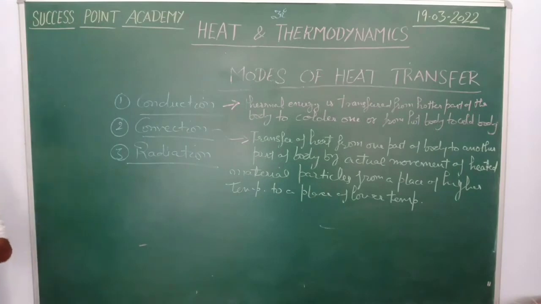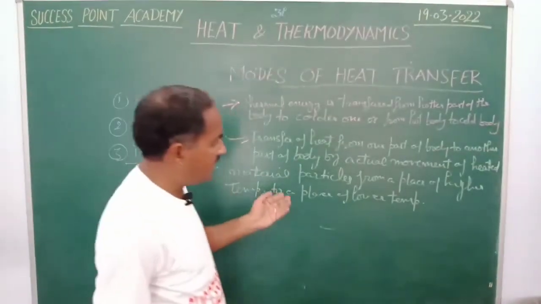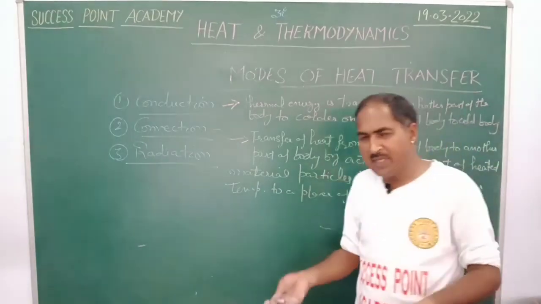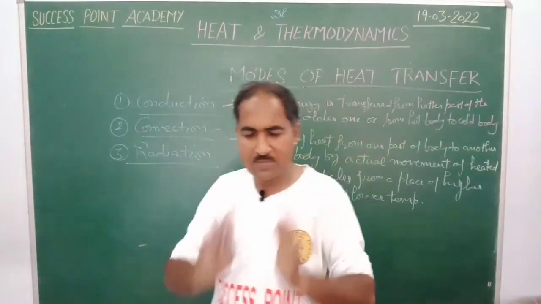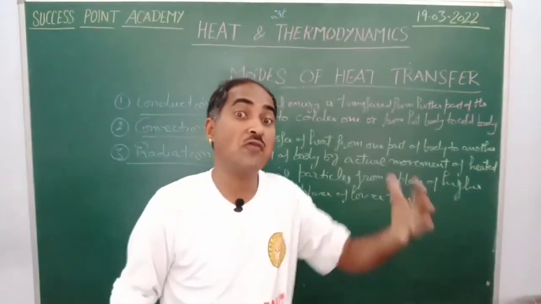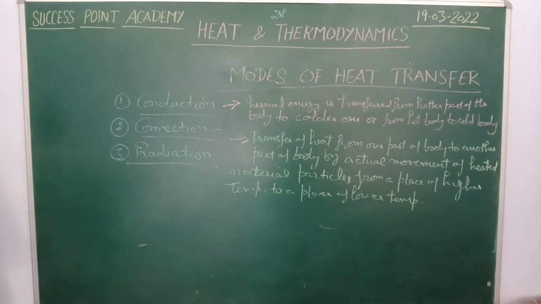How does this happen? Suppose the medium is forced to do this with the help of something like a fan, and with that you are transferring the heat, that is called forced convection. We have forced it to do that. So that is forced convection.